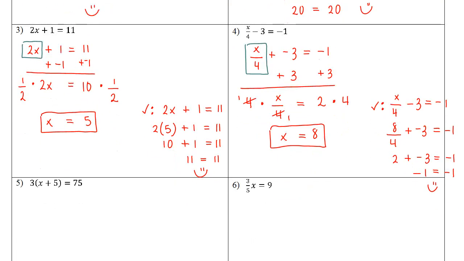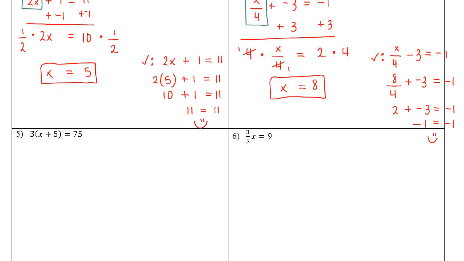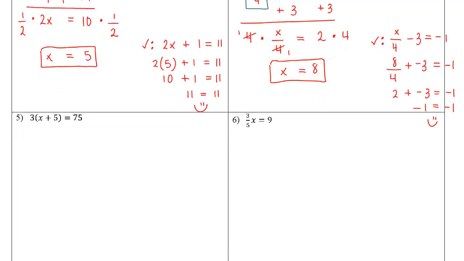All right, we're down to the last two. For number 5, the first thing I'm going to have to do is clear those parentheses. So like we learned in Module 3, we want to use the distributive property in order to do that. So I have 3 groups of x plus 5, which means I have 3 groups of x, or 3x, plus 3 groups of 5, or 15. On the other side, I have 75.